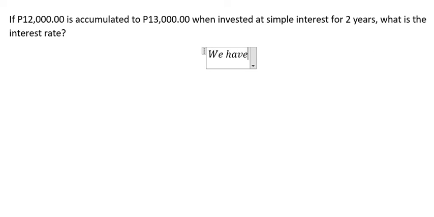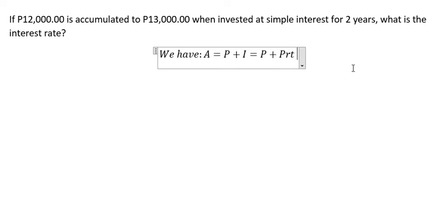We have accumulation equals the principal plus interest. About the interest, we have P R T. R is the interest rate, T is the time, and the time they use is in years. So we want to find R, so we just put the values in here.